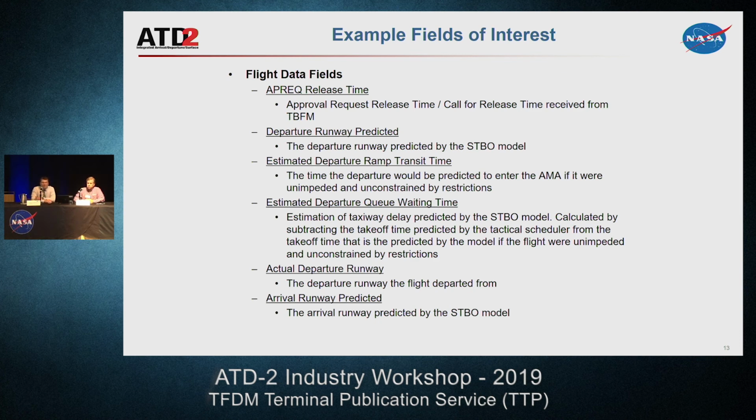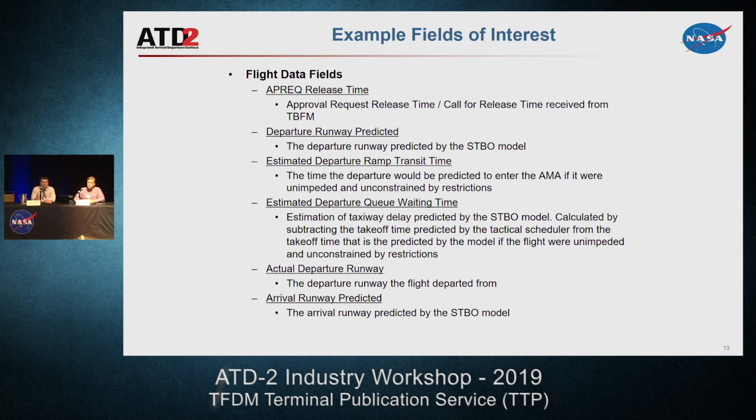Just moving down the list, I mentioned runways earlier. This is another piece of information that you can sort of get from TBFM, but you don't know exactly what flow you're in. With TFDM, you're getting the predicted runway. What runway do they think that flight is going to take off on? You'll get the actuals as well. You get transit times, how much time you've been out there waiting in a queue. So between the combination of the predictions and the actuals, it's going to be pretty nice.